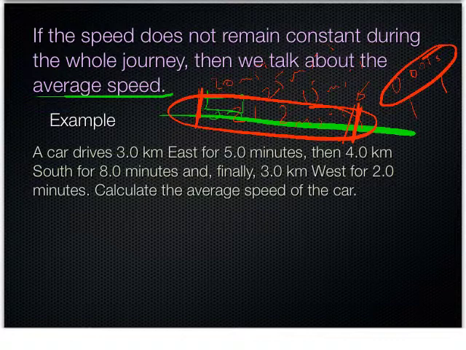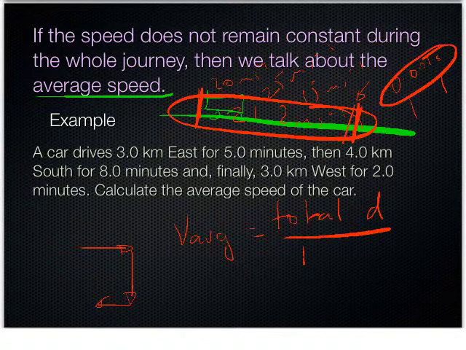So a car drives 3 kilometers east for 5 minutes, then travels 4 kilometers south for 8, and finally 3 kilometers west for 2 minutes. Calculate the average speed of the car. Well, what you want really is the total distance over the total time. So what's the total distance? Well, it's 3 plus 4 plus 3. So that's 10 kilometers.